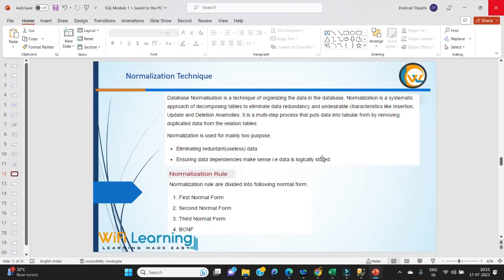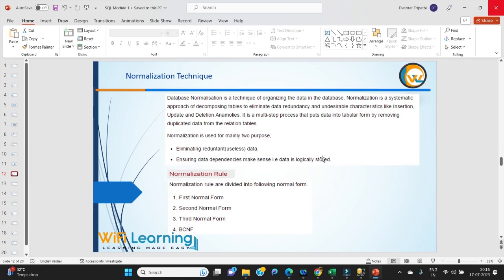Now we will discuss the normalization techniques. Database normalization is a technique of organizing the data in the database. Basically, these rules were created to put the data in the right manner so that you can process fast. You can remove duplicate data, remove useless data, and keep the most accurate data so that you can process fast.